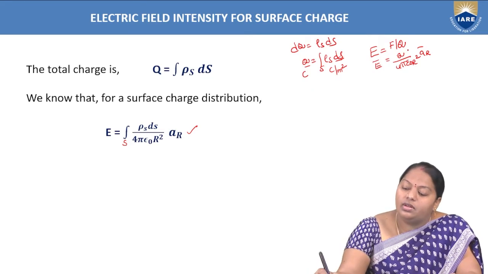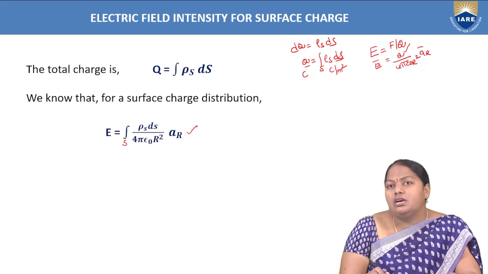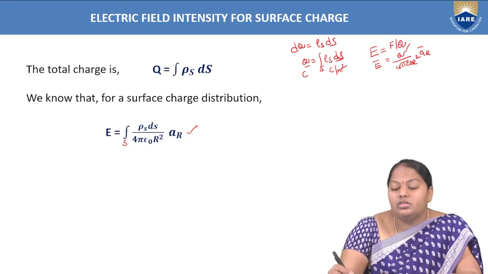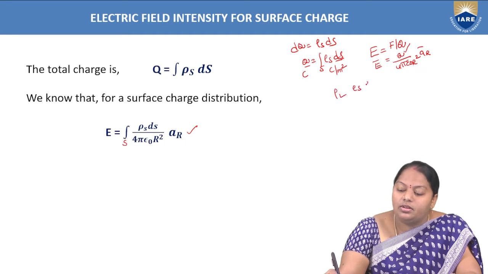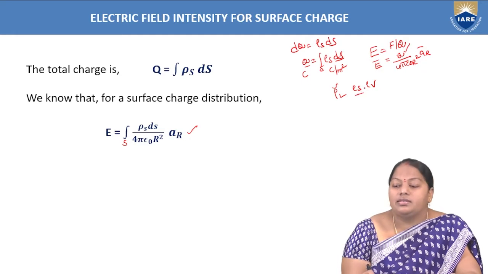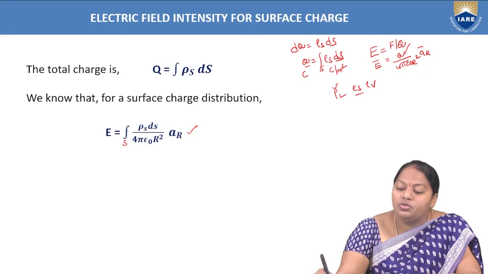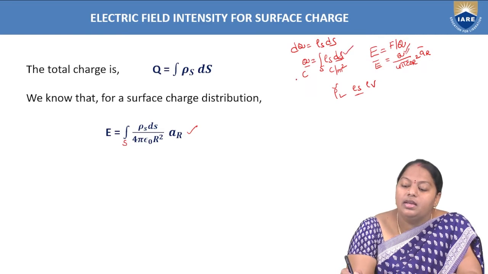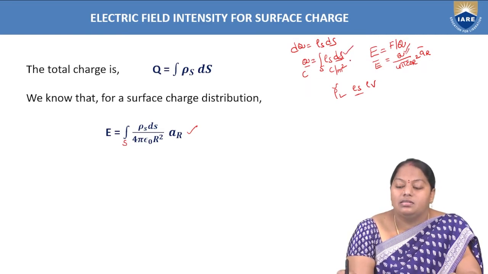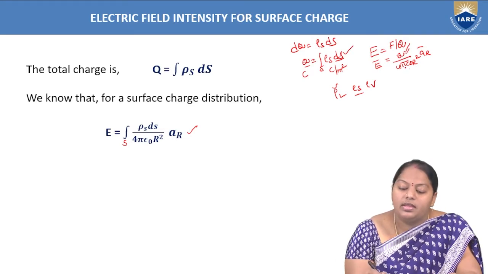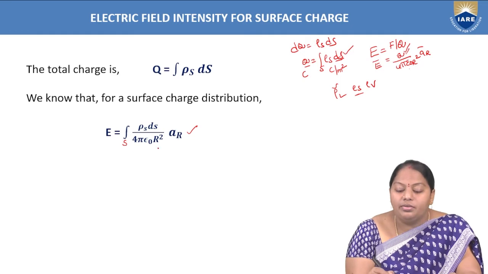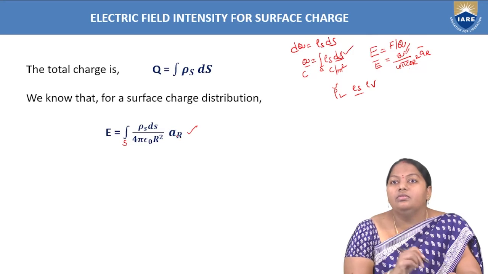So instead of substituting, now consider a point charge Q. If you consider three continuous charge distributions as rho L, rho S and rho V, then already we have analyzed this rho L. Now we are analyzing this rho S. Hence, we substitute in place of this Q, this is the equation. What is that? Q equal to integral S rho S ds. Now if you substitute in place of this Q by this entire equation, then the equation becomes E equal to integral S rho S ds by 4 pi epsilon naught R square into AR.